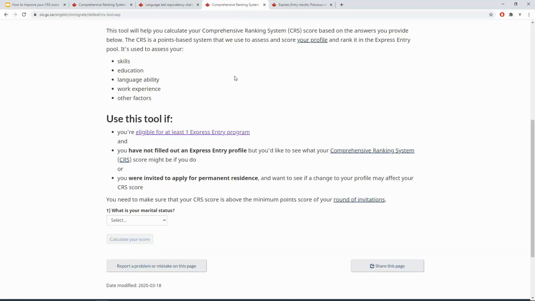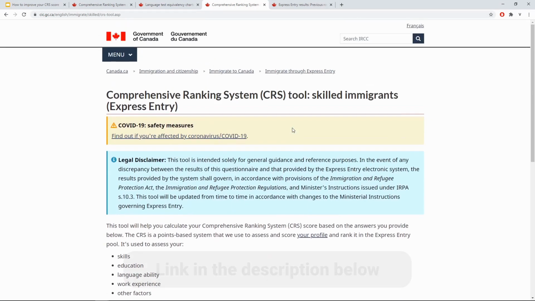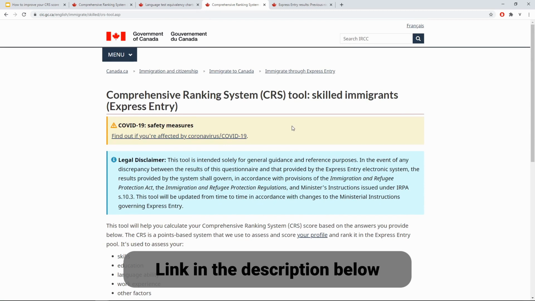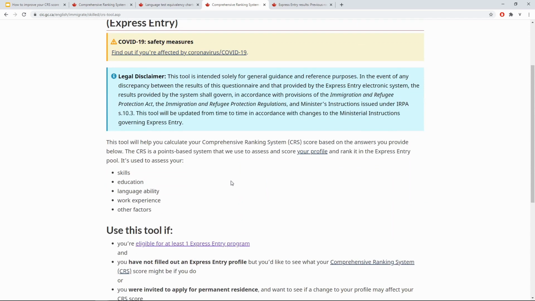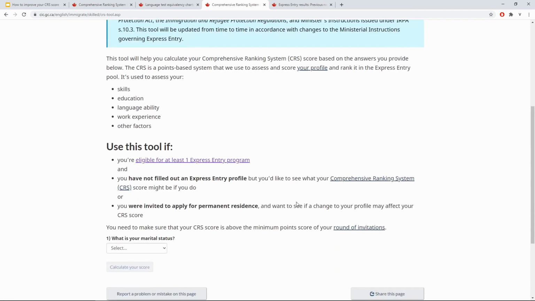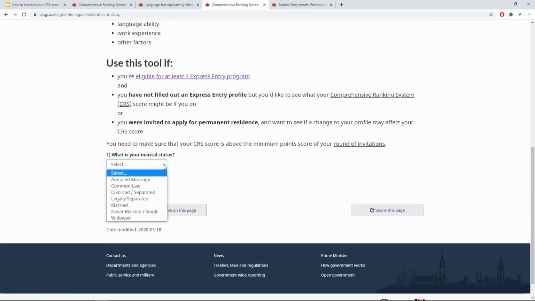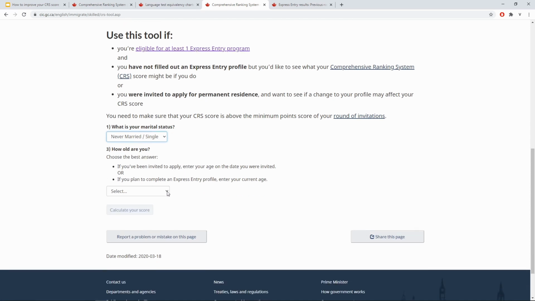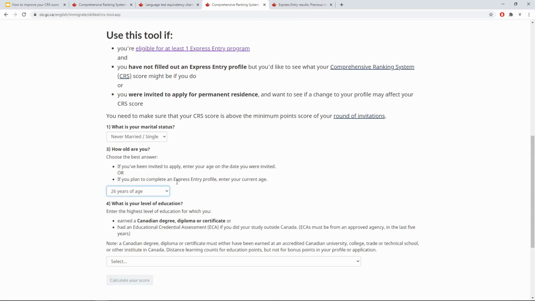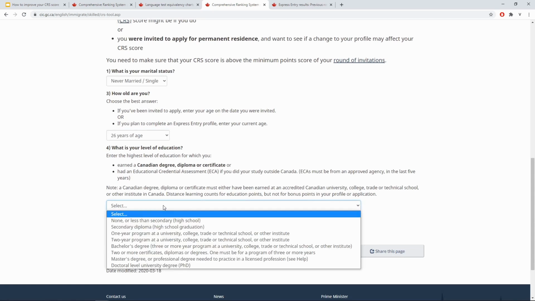So I'm going to go on their official website here, and let's start with our example candidate. In the last video, that candidate was a single applicant. He had a bachelor's degree and 2 years of experience in a company. And then let's see what he needs to get to 475. So I'm going to start. Marital status single. How old are you? 26. The level of education, bachelor's degree.